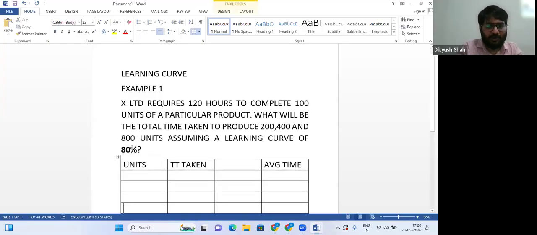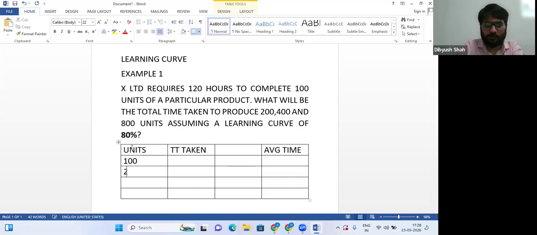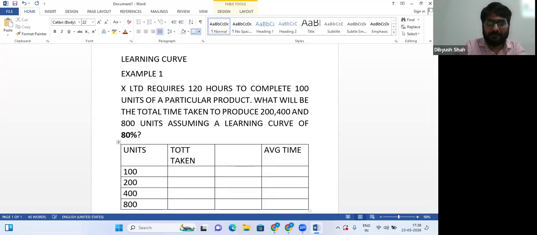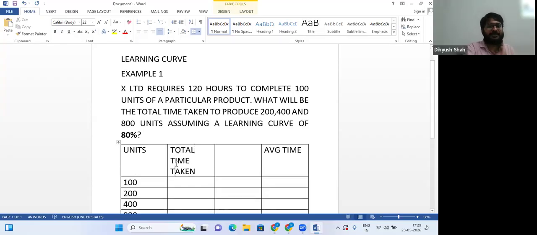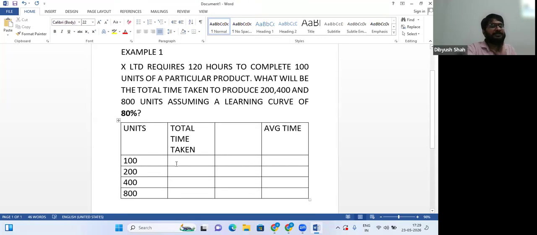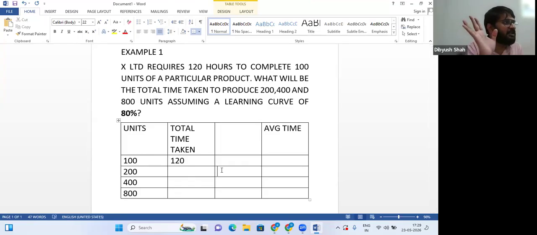Now, see. So, I have 100, 200. Now, focus on this. TT means, okay, I should have written full, total time taken. But later on, I will not write full. Right now, in the first examples, I'm writing everything properly. So 100 units took 120. Now focus on this. Here is where all the calculation happens. It is a 10 minutes thing if you can focus. There is nothing further in learning curve.